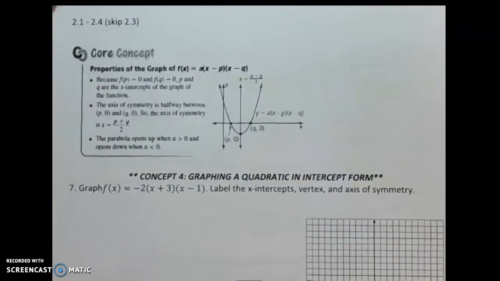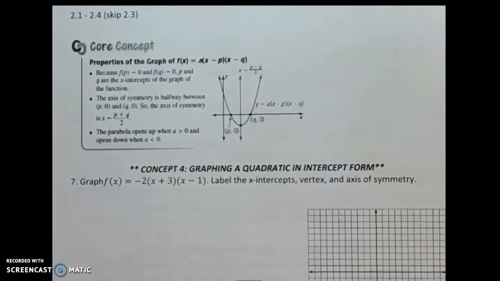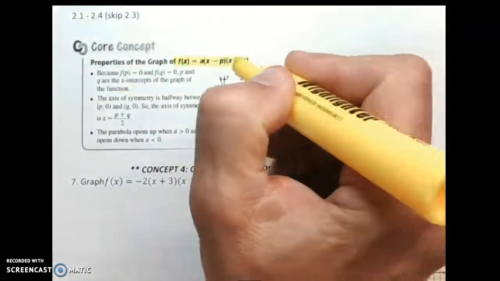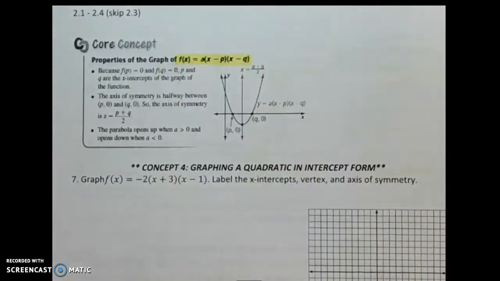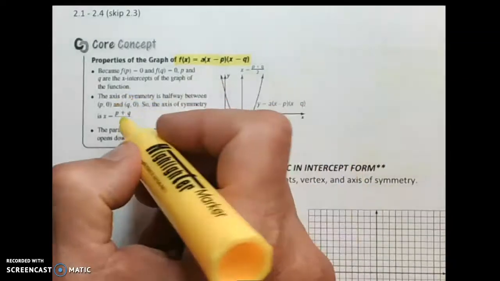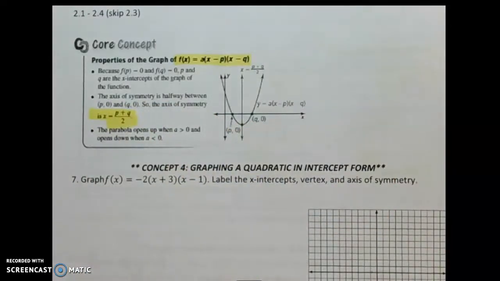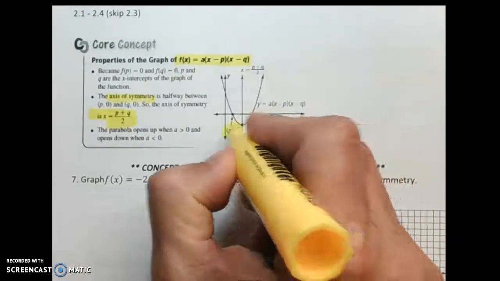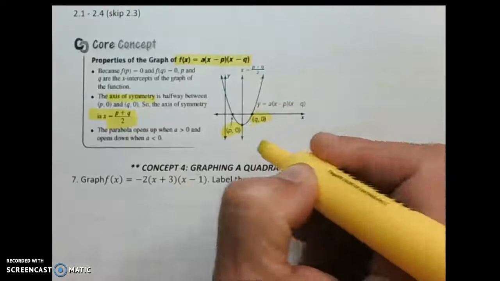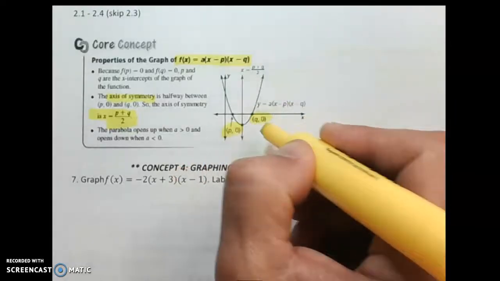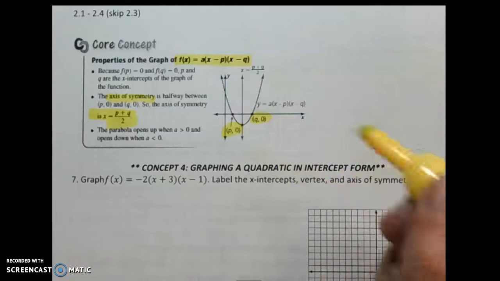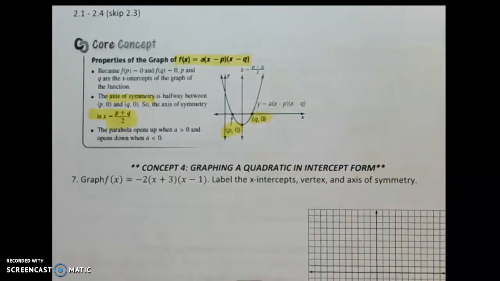Alright, the next property that we're going to talk about is called our intercept form. f of x equals a times the quantity of x minus p times the quantity of x minus q. And to find your axis of symmetry, it is x equals p plus q divided by 2. And this is really a nice and easy part. We have our two intercepts. It's at P, 0 and Q, 0. Right? And those are the keys right there that we need to know.